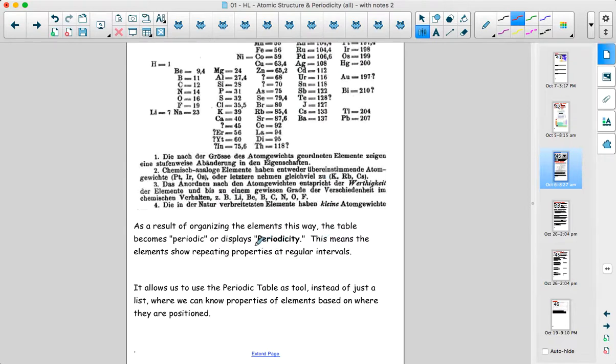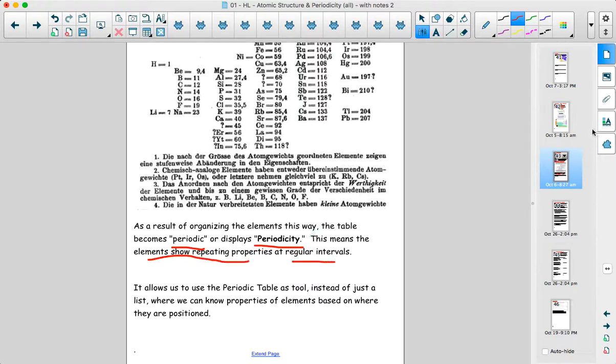The key concept really to take away from what Mendeleev did is this concept of periodicity and calling the table periodic, because it could just be called the table of elements, but it's called the periodic table of elements. And it's called that because the elements show repeating properties at regular intervals.